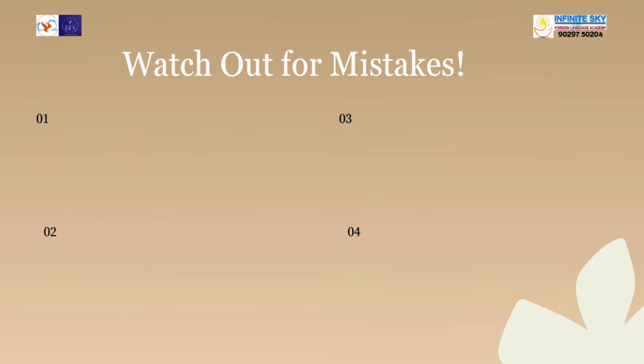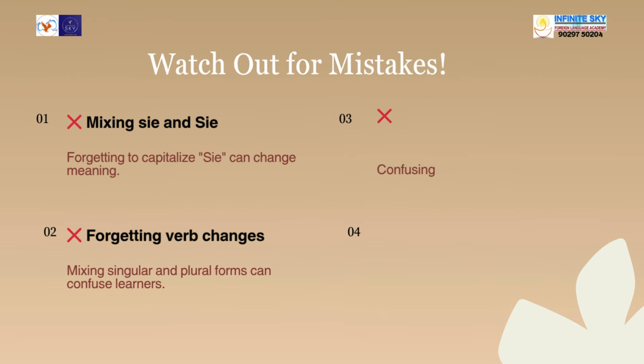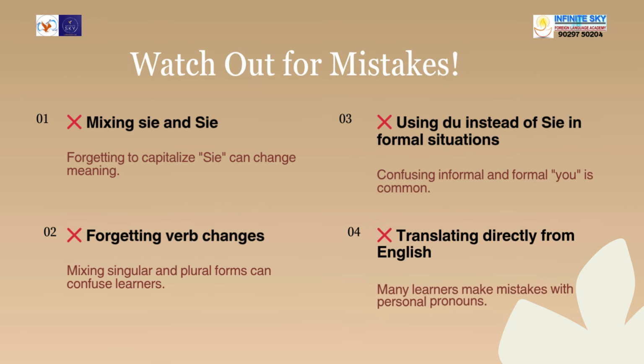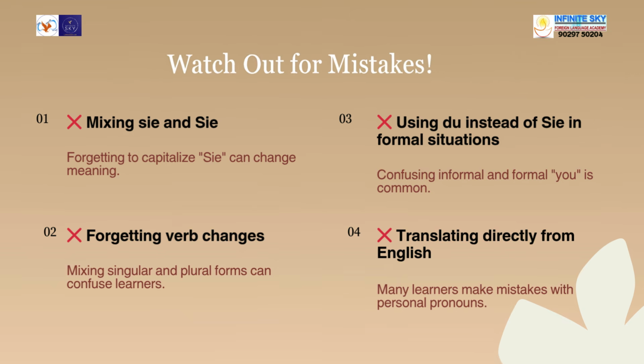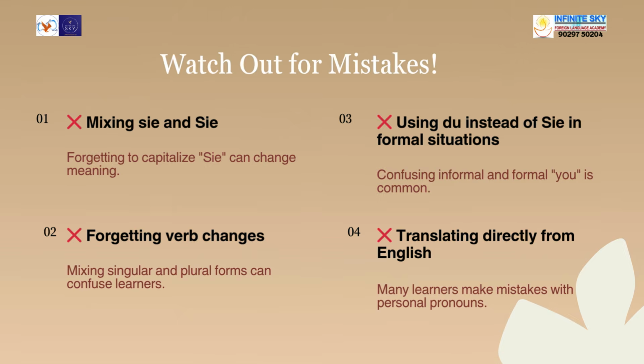Let's quickly look at common mistakes beginners make. Mixing sie and Sie. Forgetting to change the verb. Using du in formal situations. Translating sentences word by word from English. Don't worry, these mistakes are part of learning.